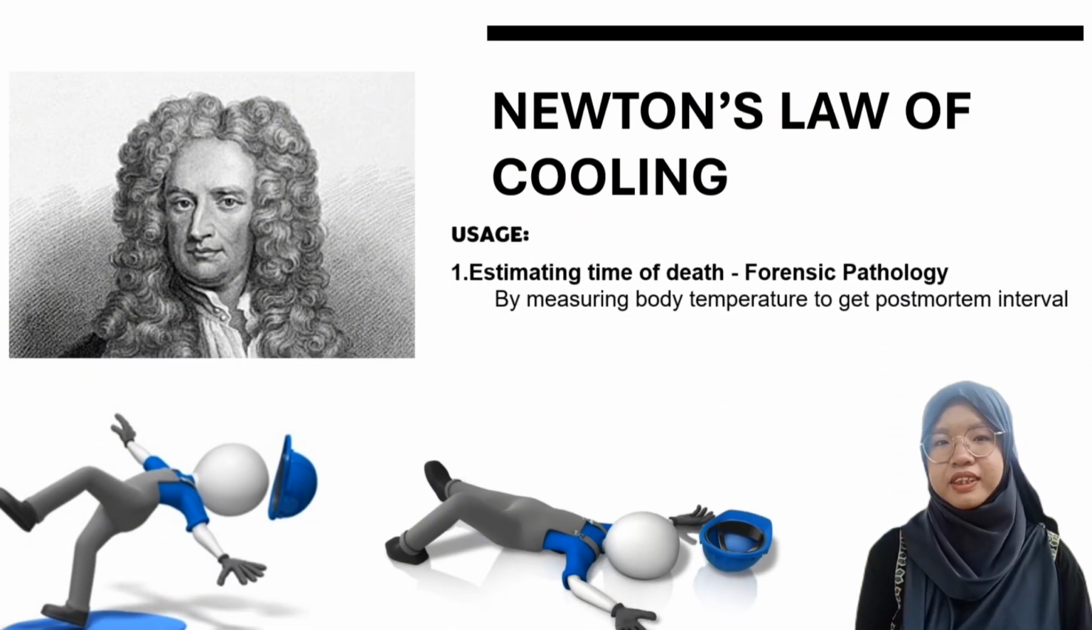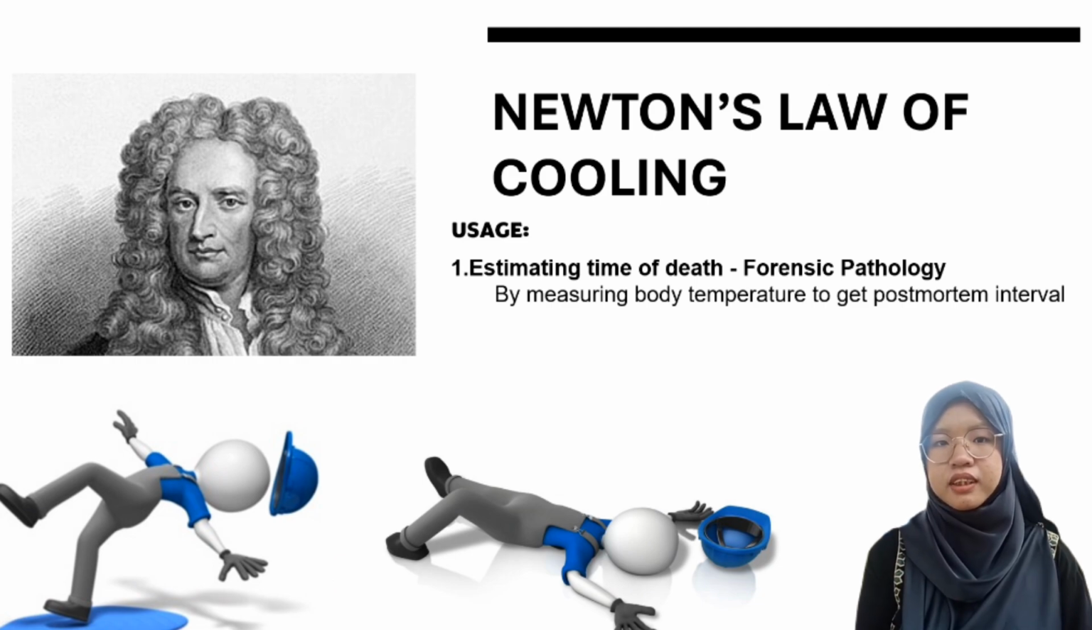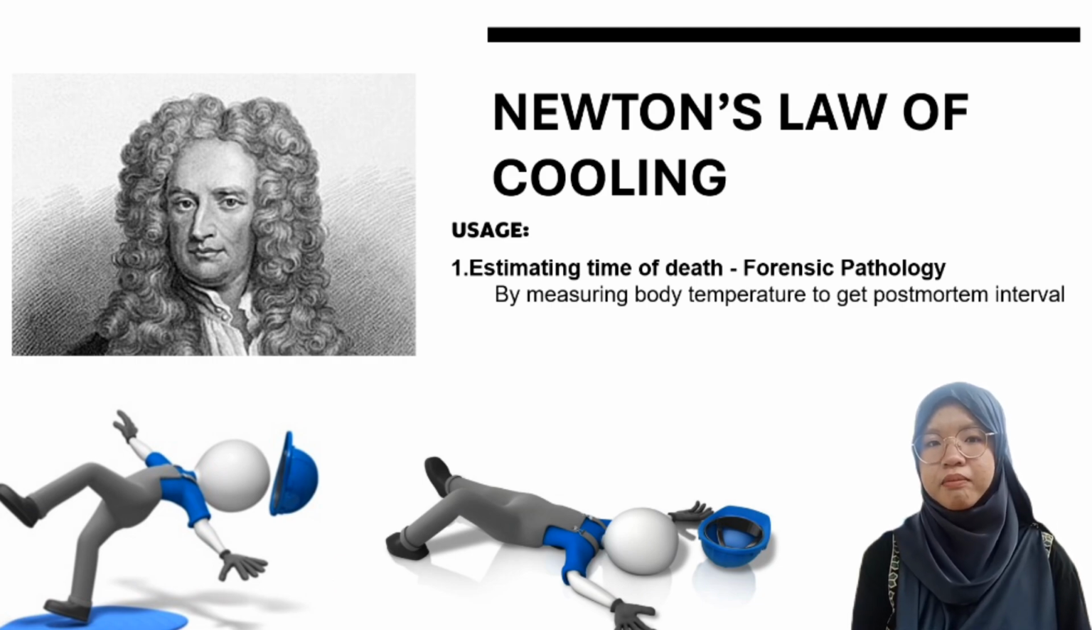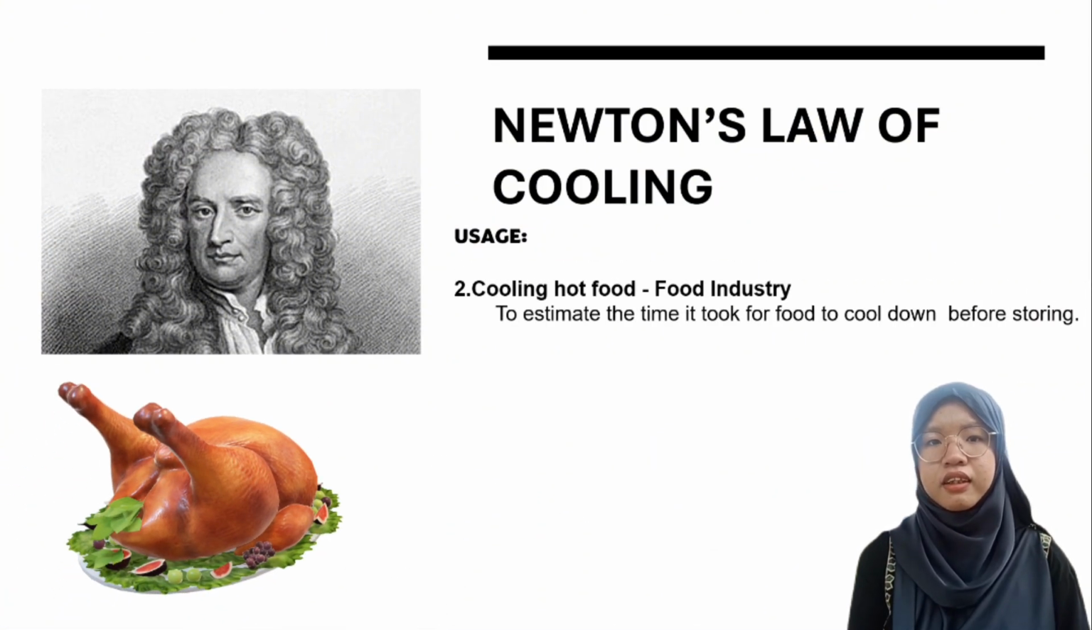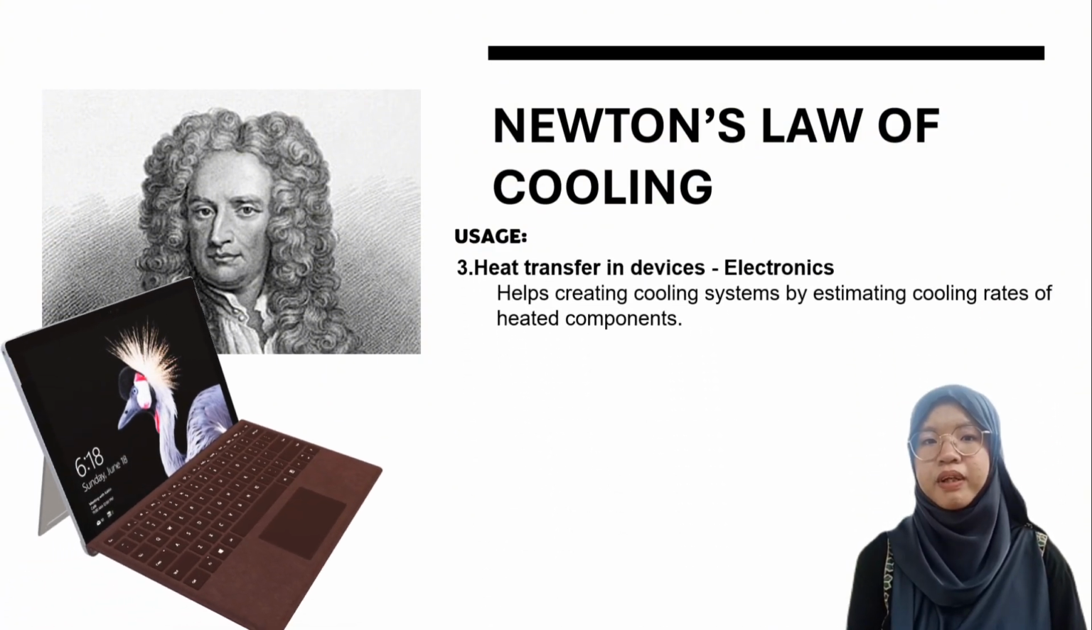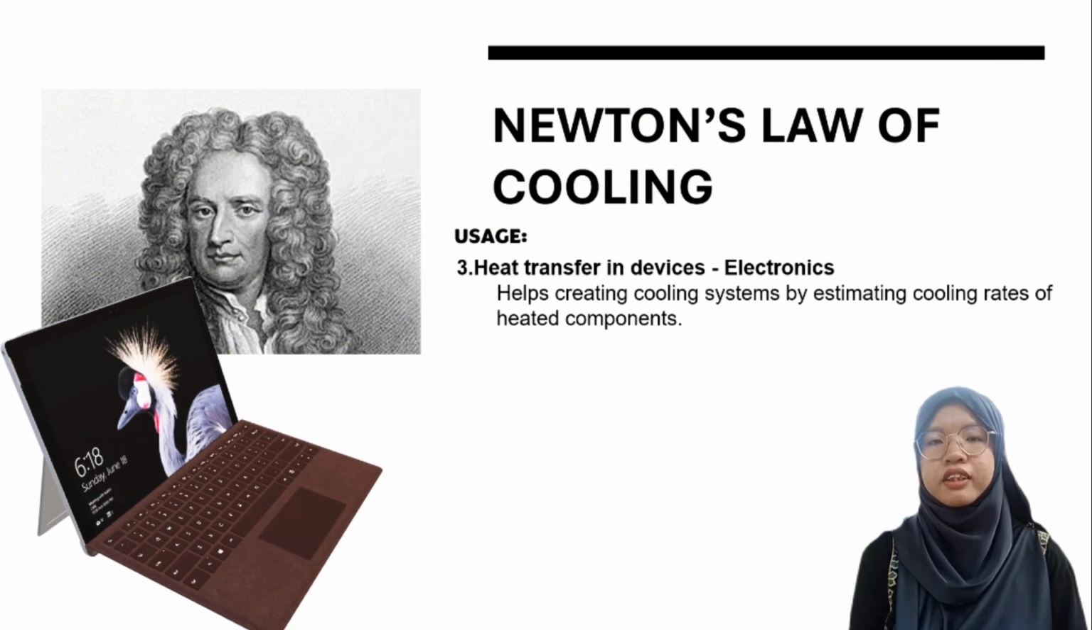What is the use of this Newton's law in real life? The first thing is estimating time of death. This can be done by measuring body temperature to get the postmortem interval. The next one is, in the food industry, the law can be used in the process of cooling hot food by estimating the time it took for food to cool down before storing. Lastly, this law helps in creating cooling systems by estimating cooling rates of heated components.